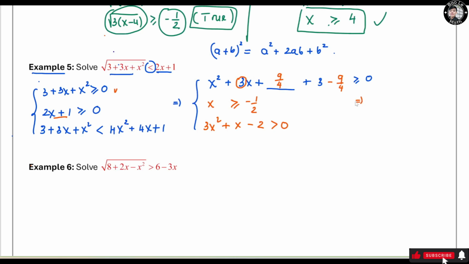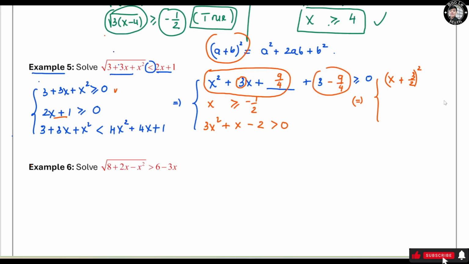So this guy is the same thing as, the first three terms right here are actually the complete square formula right here, right? So it would be (s plus 3 over 2) altogether squared. Now I'm going to simplify this guy, right? So it would be 3 over 4, right? Greater than or equal to 0. The second one, just rewrite it as s greater than or equal to negative 1 over 2.